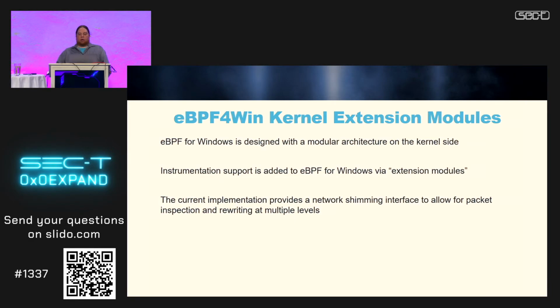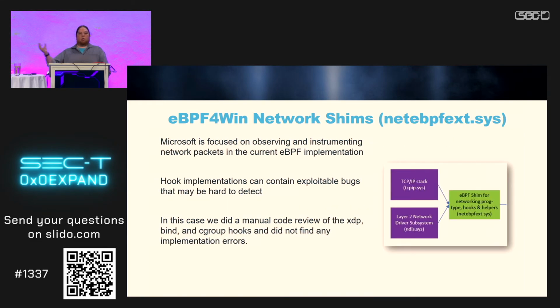And then lastly, there are the extension modules, which is where the network implementation of the hooks live. In this case, the code was a bit more difficult to fuzz. We didn't really want to send packets fully from the outside world into the kernel in the way that we were fuzzing, so I more or less did a manual code review of this. It's only about 20,000 lines of code, and ultimately it's really lightweight shims around your already existing network APIs. There wasn't hardly any memory management; it's all zero copy type stuff. So I did not actually find any vulnerabilities in the code that I looked at, which was the XDP, bind, and cgroup hooks.